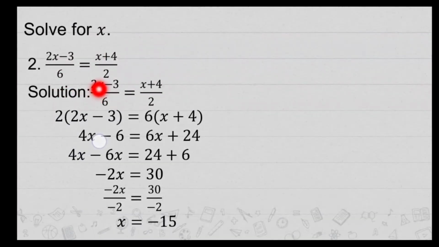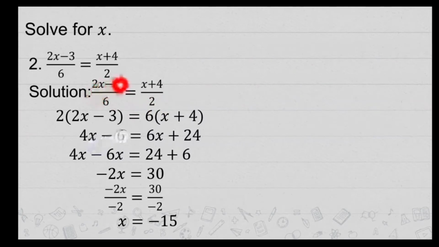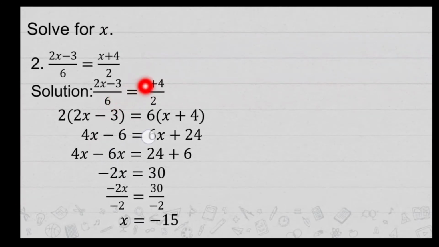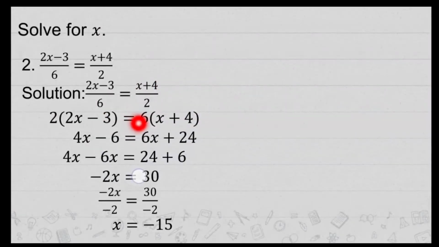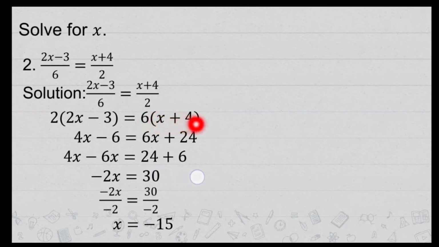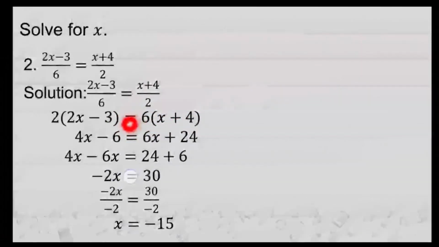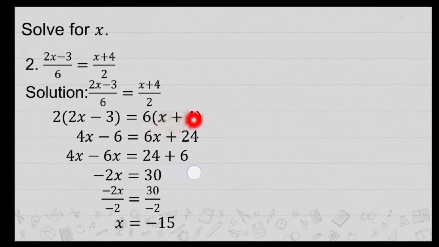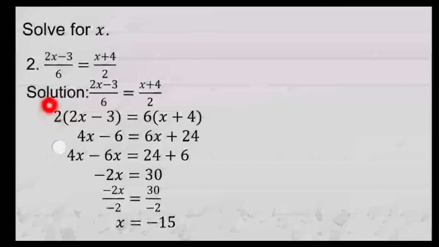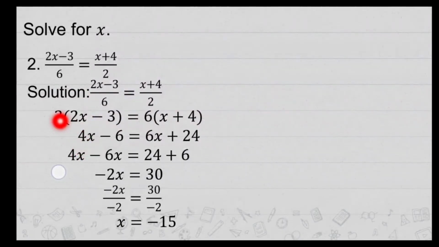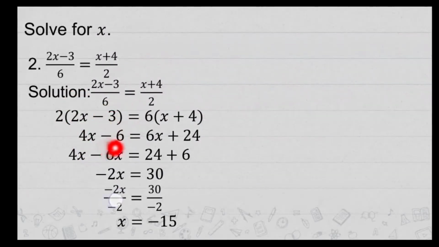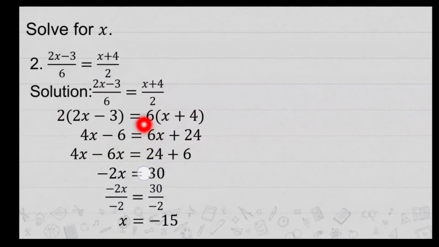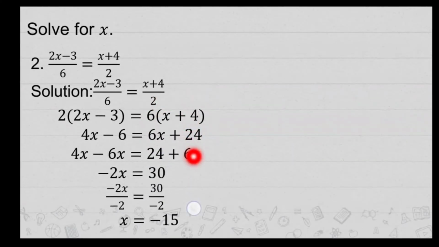So let's multiply 2 and 2x minus 3. That's why we have 2 times 2x minus 3. And we have 6 and x plus 4. That's why we have 6 times x plus 4. And they are equal. Okay, again, 2 times 2x minus 3 is equal to 6 times x plus 4. So let's simplify. 2 times 2x is 4x. 2 times negative 3 is negative 6, is equal to 6 times x is 6x. 6 times 4 is 24.